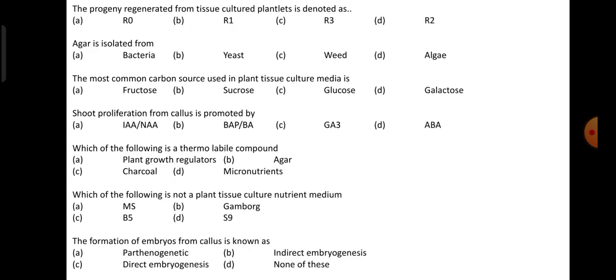Next question, progeny generated or regenerated from a tissue cultured plantlet is denoted as. Answer is R1. Options are R0, R1, R3, R2. R stands for regeneration. Okay, so progeny regenerated from tissue cultured plantlets. The tissue cultured first generation plantlets are R0, and the progeny from where the regeneration is taken is certainly R1, and subsequent generations will become R2, R3, and so on.